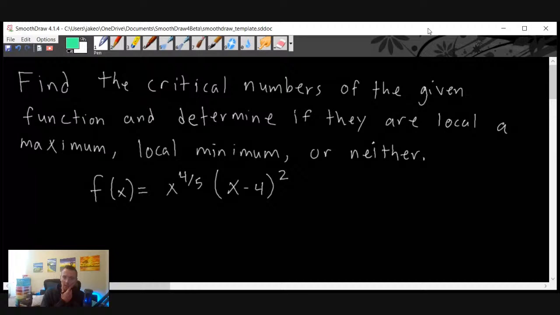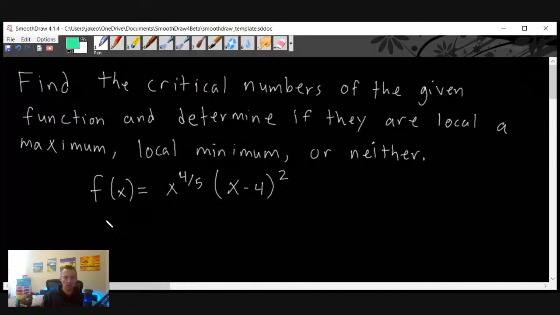So first of all, what we're going to do is find the critical numbers of this function, and determine if they're a local maximum, local minimum, or neither. Really, the process is pretty similar for any problem where you're trying to find the critical numbers and figure out if they're local maxes or mins. First, you need to find the derivative of the function. That's always going to be your first step.